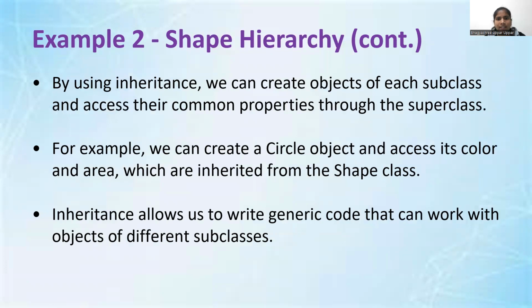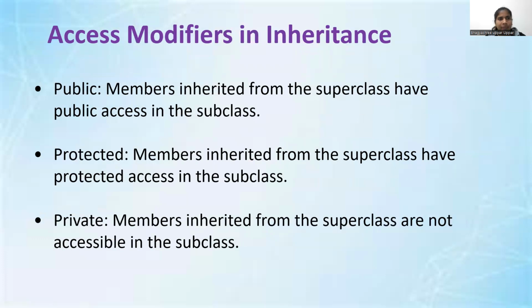By using inheritance, we can create an object of each subclass and access their common properties through the superclass. For example, we can create a circle object and access its color and area, which are inherited from the Shape class. Inheritance allows us to write generic code that can work with objects of different subclasses.